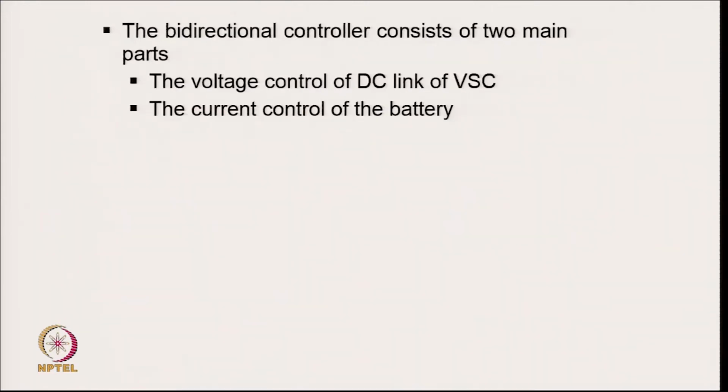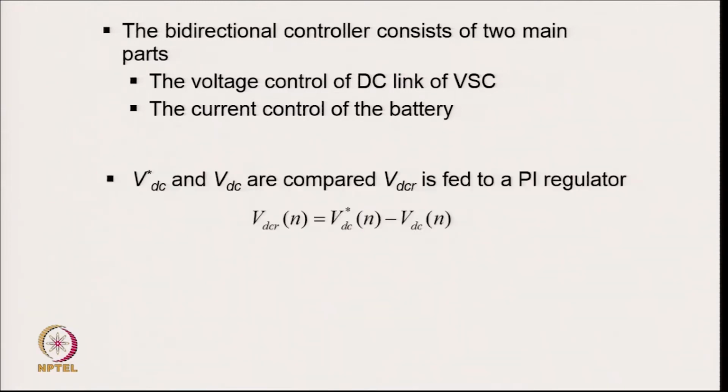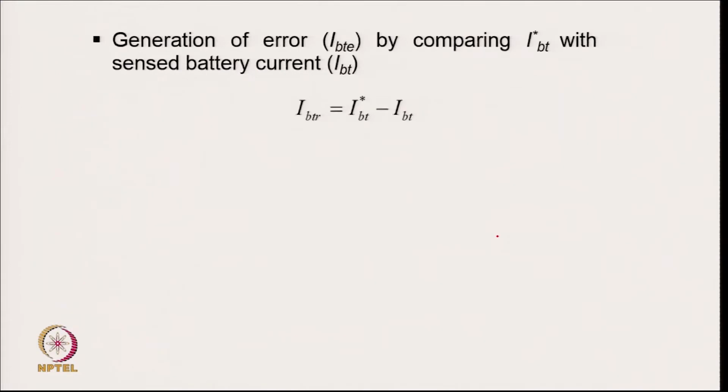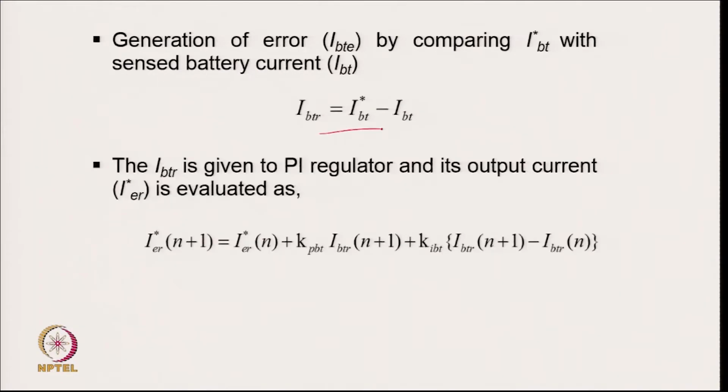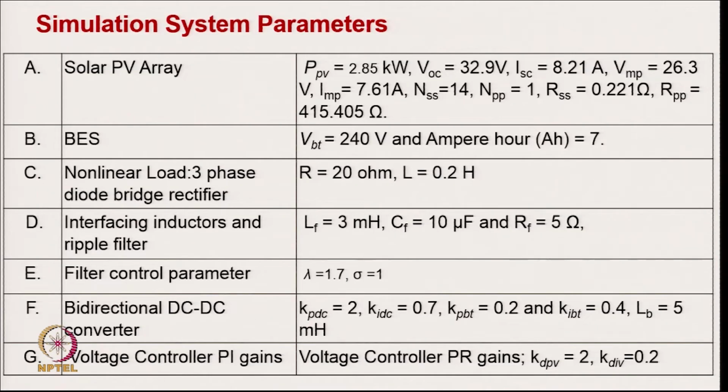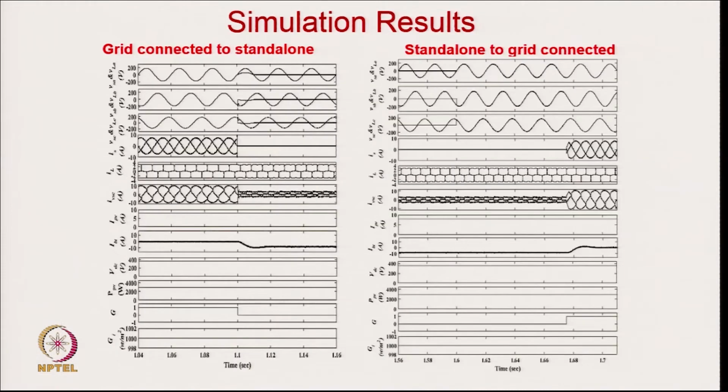So, bidirectional control consists of 2 main parts, voltage control of the DC link voltage and current control of the battery. The reference VDC and sensed VDC are compared to get the error, and from this PI controller we get the reference battery current, and then we have a battery current error, and again we put a PI controller that gives the duty cycle for the control of the battery converter. These are the typical data of the system considered, and these are the simulated data.